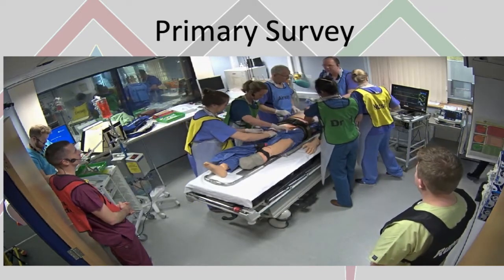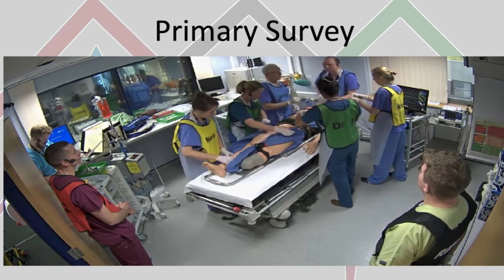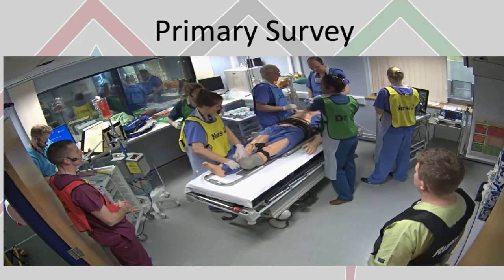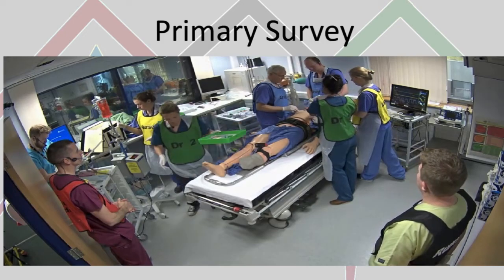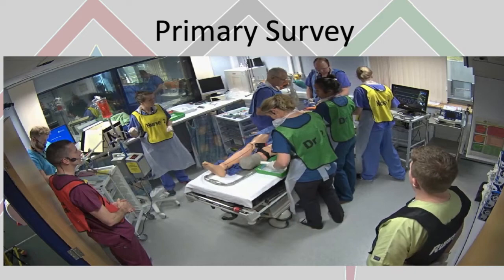Pupils are 3 millimeters left and right, equal and reactive. So we'll prepare for an RSI and let you know when we're ready. Excellent. Okay, Denise. B, trachea central. He's got no crepitus, no flail segment. He has a needle in the anterior left chest and reduced breath sounds and bruising to the left hemithorax.